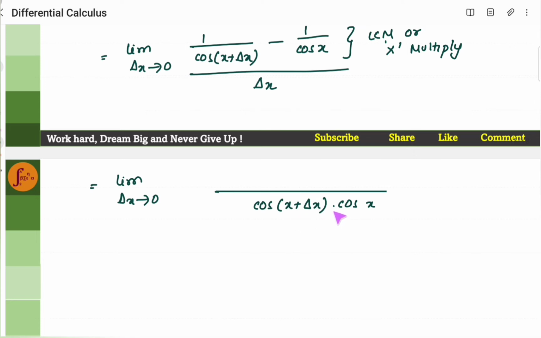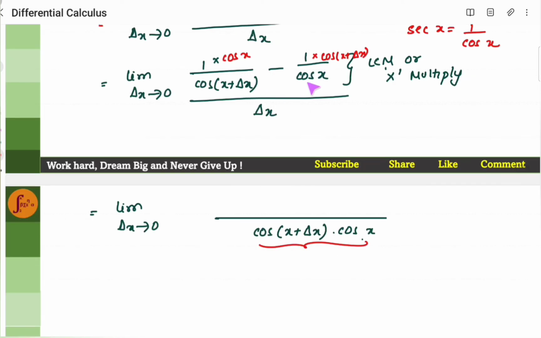Now to get this as the LCM, I have to multiply this with cos x. I have cos of x plus delta x, I have to multiply with cos x. So I have to multiply the numerator with cos x. And here I have to multiply with cos of x plus delta x. So with what should I multiply cos x to get this as the denominator? Cos of x plus delta x. So 1 into cos x is cos x minus 1 into cos of x plus delta x, by delta x.